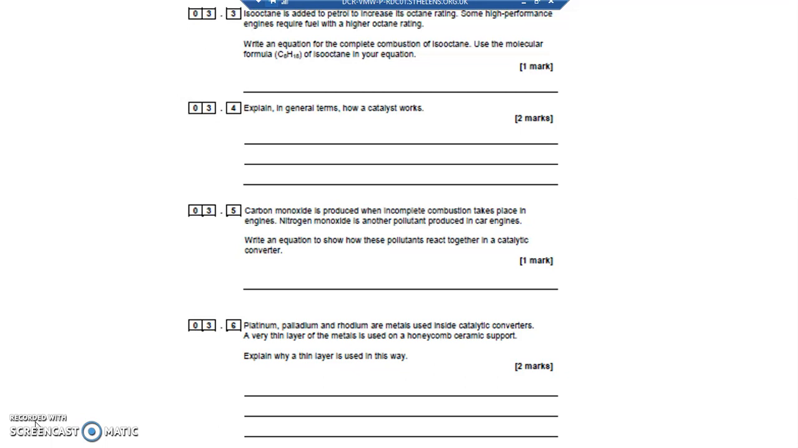So it's C8H18 plus O2. If it's complete combustion, it's going to make CO2. Incomplete combustion, of course, would make carbon monoxide, CO, or possibly carbon. And it always makes water. So I've got C8H18 makes CO2 and water for complete combustion, where there's a plentiful supply of oxygen.